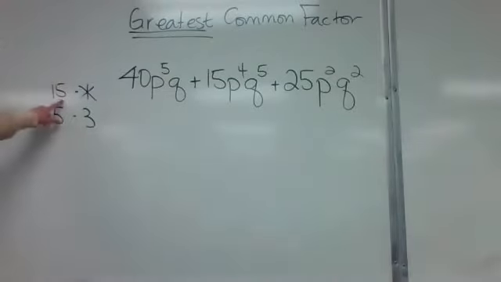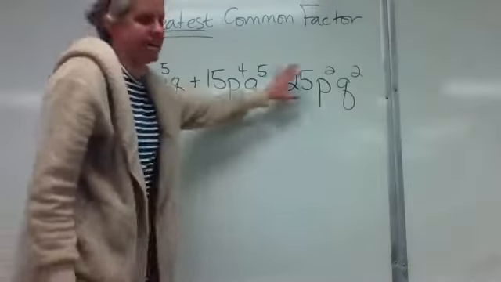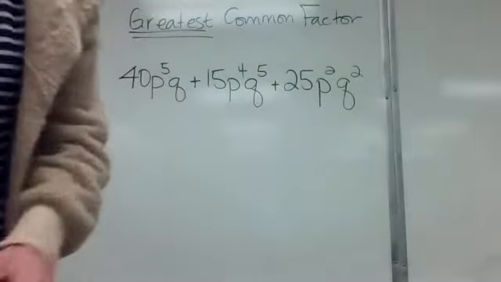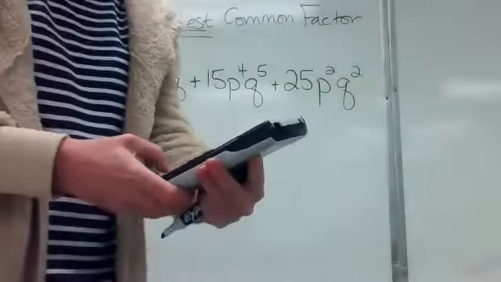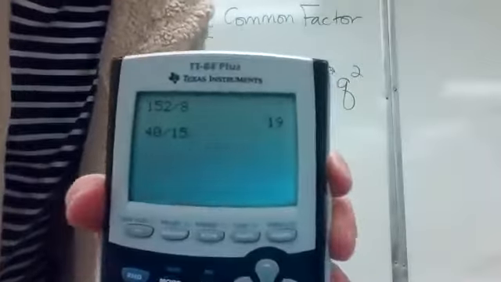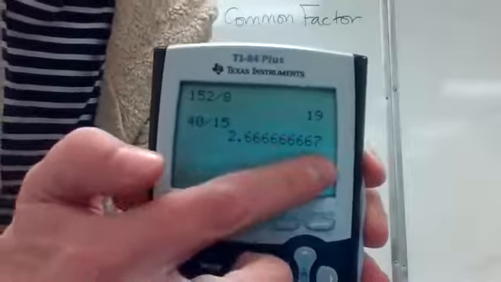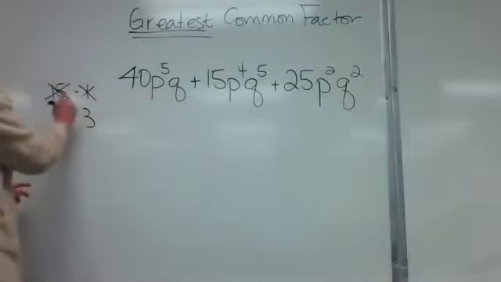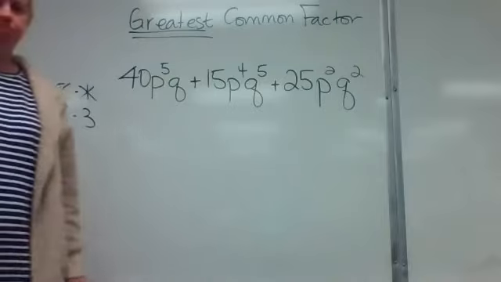So the first thing I'm going to check is the 15, right? Because you're trying to find the biggest thing that goes into all of these. But what happens when you divide? Let's check the 40 and see if it divides by 15. If I did 40 divided by 15, it gives me a decimal, which means I can't divide 40 by 15, so I can't use that.